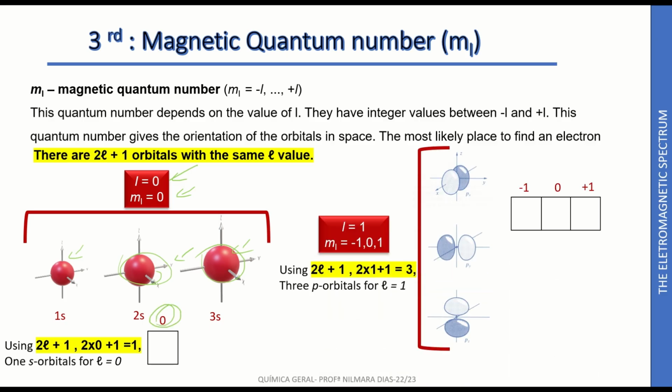But if you go to P, remember, it can be in this region, or this region, or this region. So we have 3 different orbitals. Look, ML will be from negative L to positive L. So we have negative 1 to positive 1. Don't forget to pass through the 0.